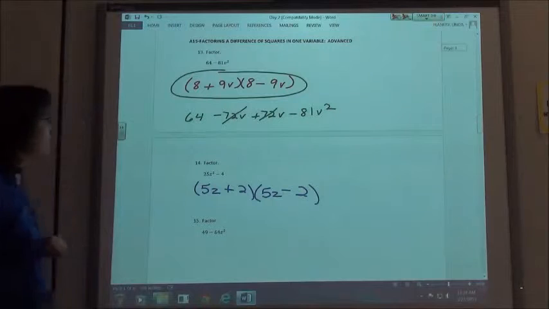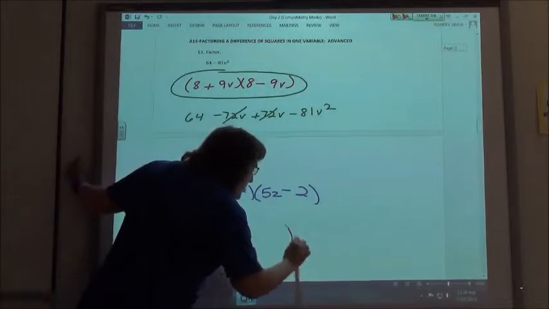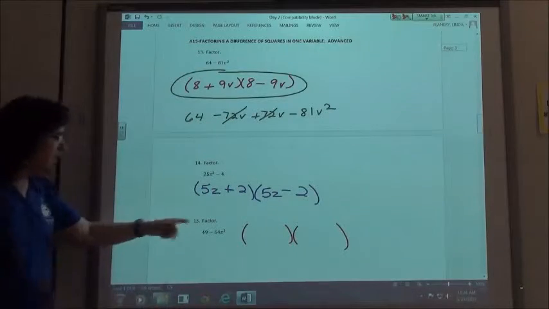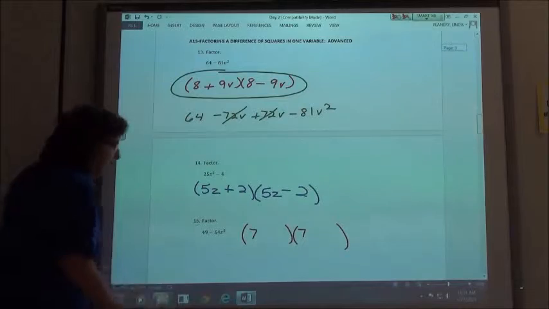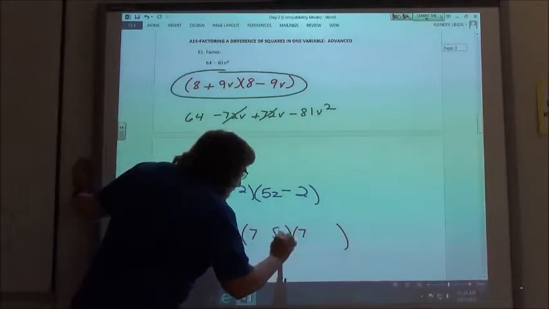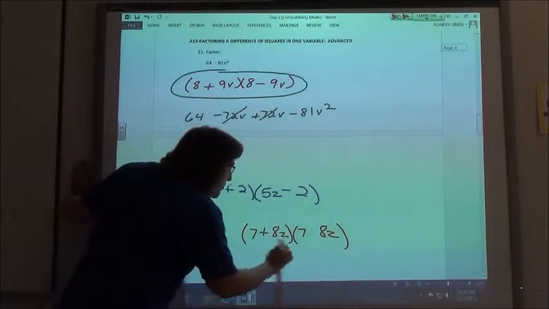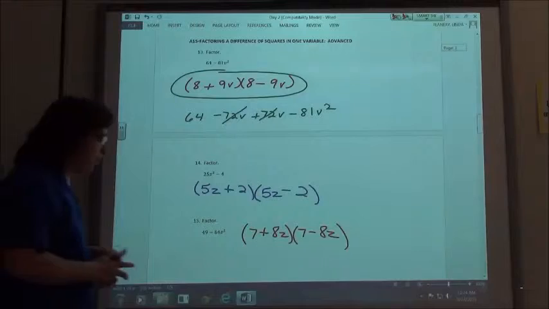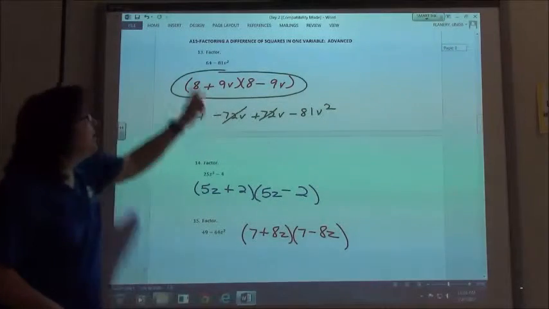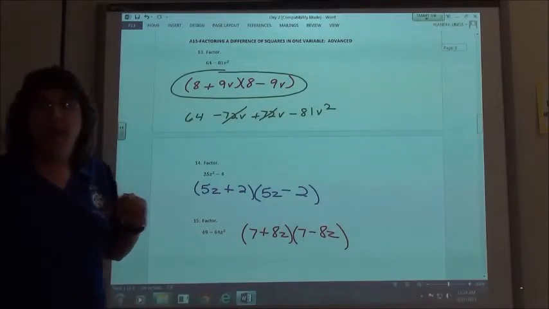So number 15, if I'm going to factor that, again, if I recognize it's a difference of squares, I can just put my two sets of parentheses. 49 is 7 times 7. 64z squared would be 8z times 8z. And then again, I have to have one with the plus and one with the minus. So I get 7 plus 8z and 7 minus 8z. So factoring the difference of squares is fairly easy as long as you recognize that's what you have when you're factoring.